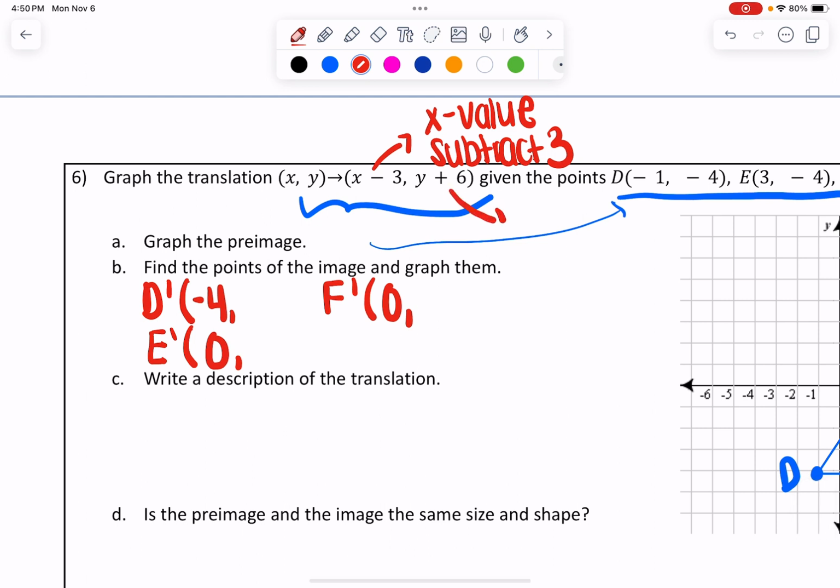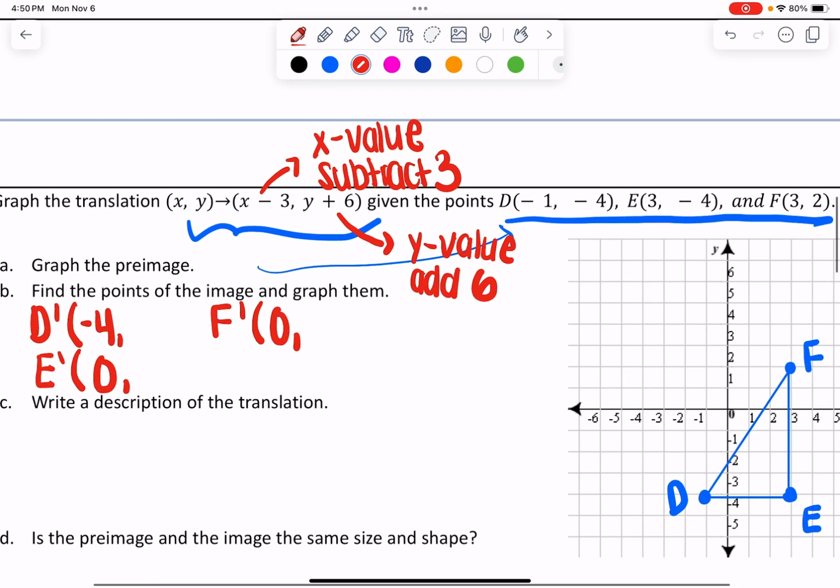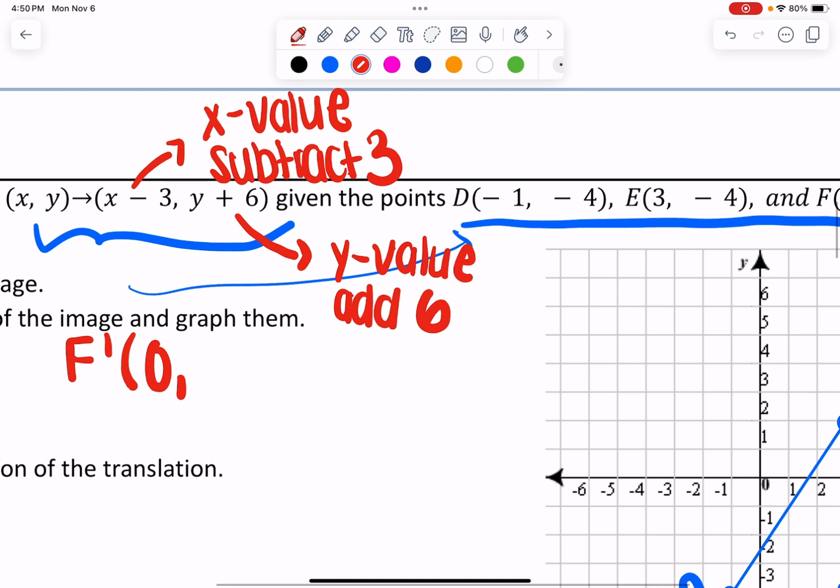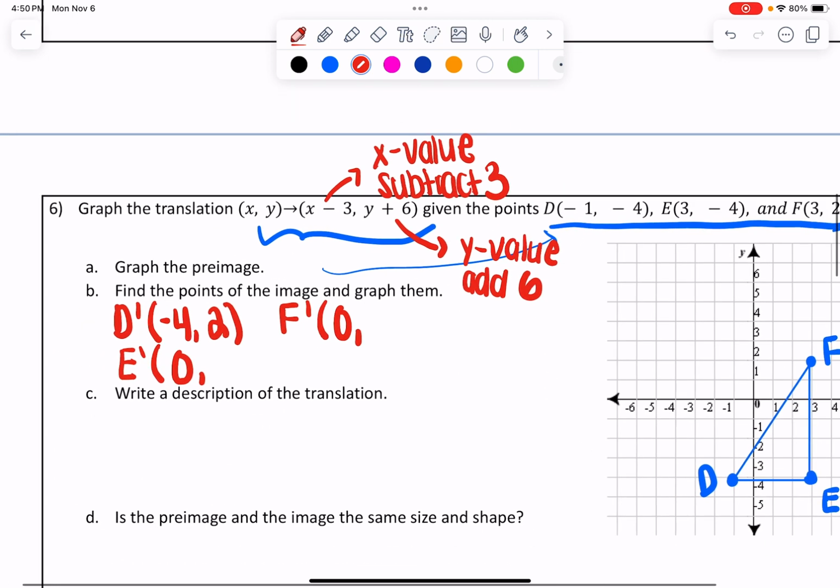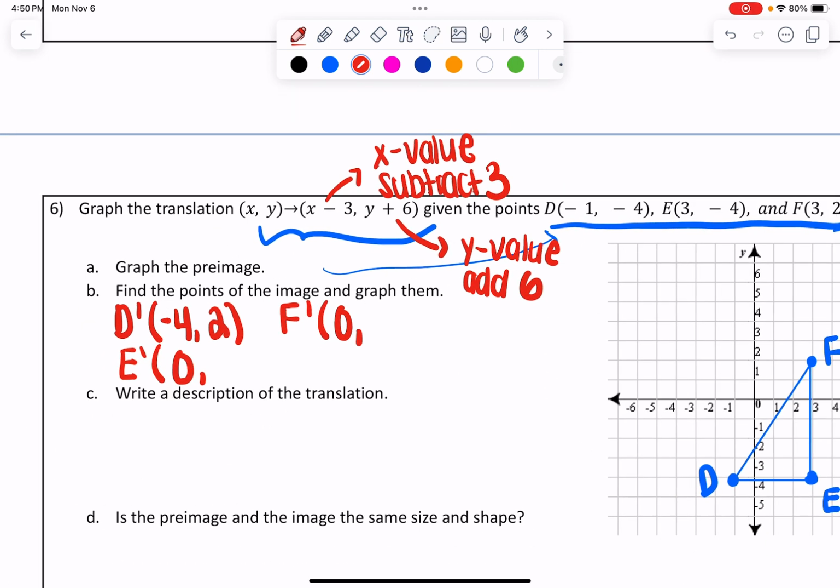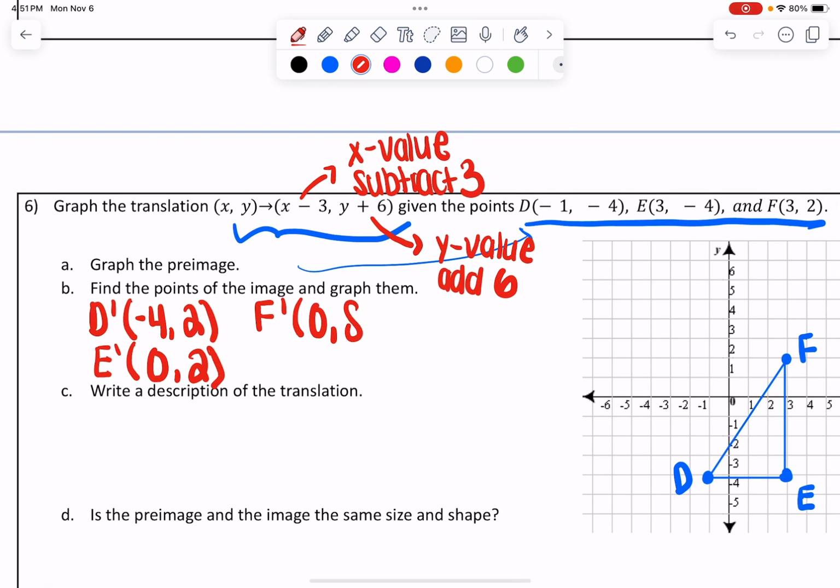You're then going to look at y values. Your y values, you're going to add 6 to. So just repeating that, if I have -4 for my first point, I'm going to add 6. I would get 2. Do the same thing for E and F. So -4, add 6, you would also get 2. And then for F, you have 2, add 6, you get 8. And from there, those points, you can now just graph.